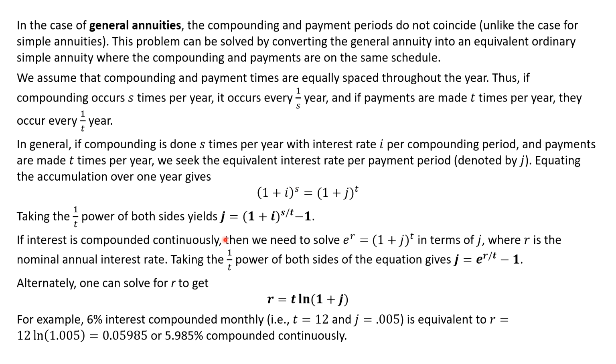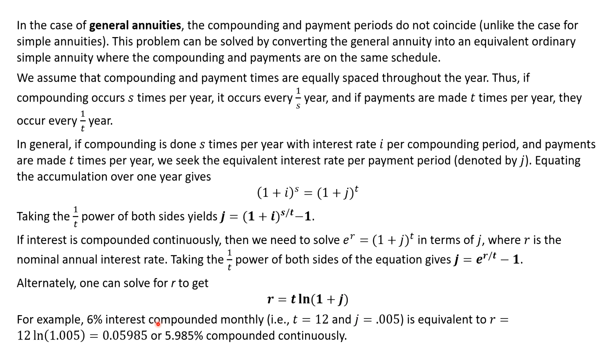So this is the case for compounding. We could also have continuous compounding. In that case, we need to solve this equation here in terms of J, where R is the nominal interest rate related to our continuous compounding. And we do a similar procedure here. We take the 1 over T power on both sides, then we subtract the 1 from both sides, and we get this equation here, which we could also solve for R, which I show here. That's just a matter of adding the 1, taking the natural log on both sides, and then multiplying by T on both sides, and we get this here.